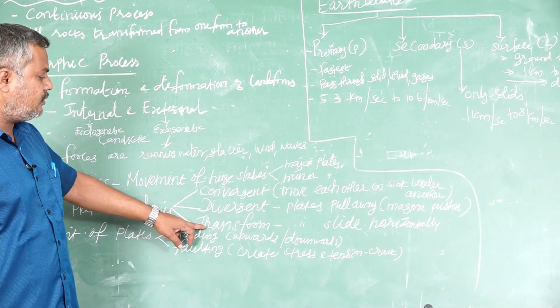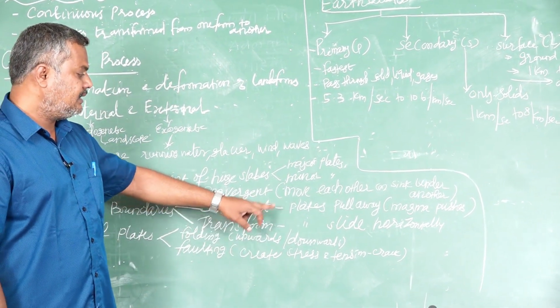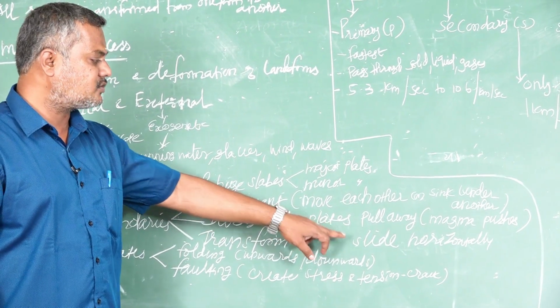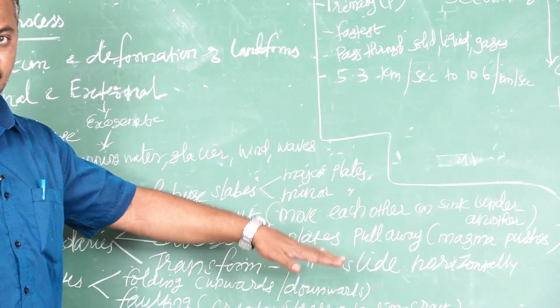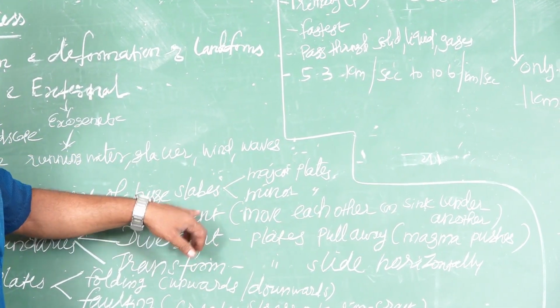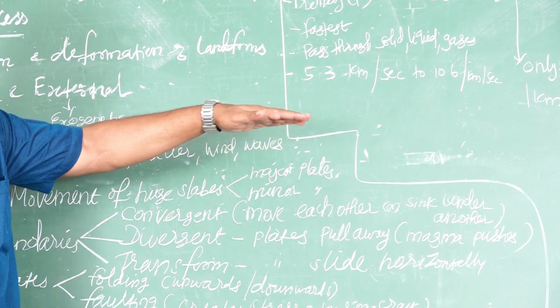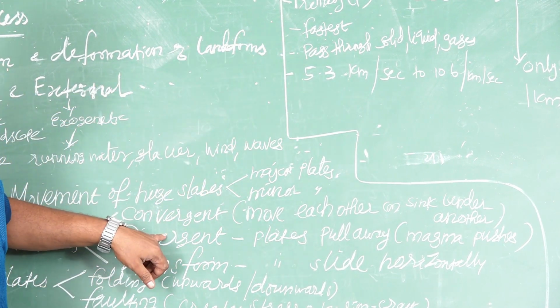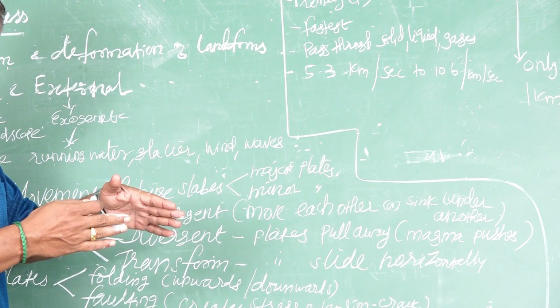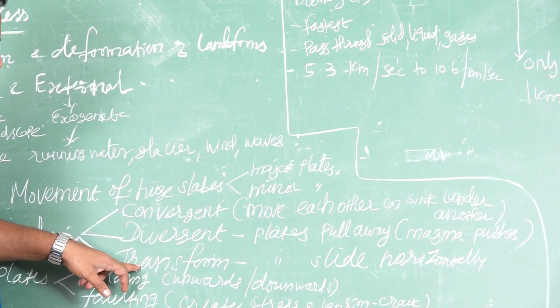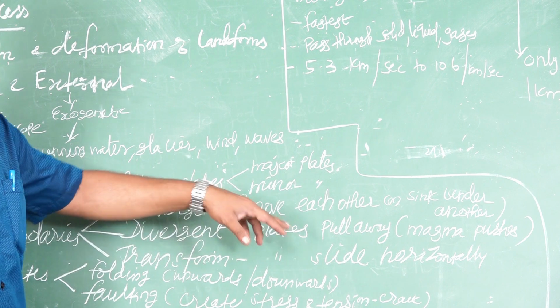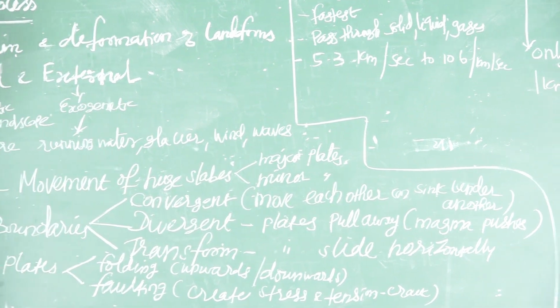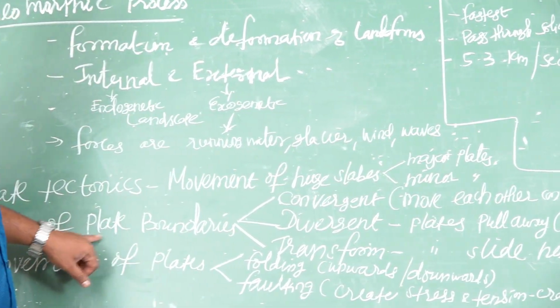Then the third one is transform boundary movement. In this movement the plates slide horizontally. So, in the first movement the plates move toward each other or one sinks under another. In the next movement the plates pull away. And in the third movement the plates slide horizontally. This is the types of plate boundaries.